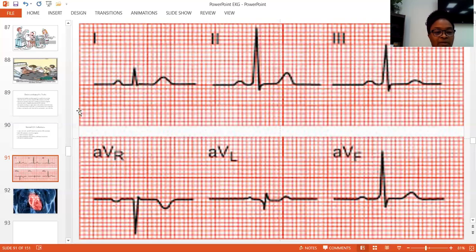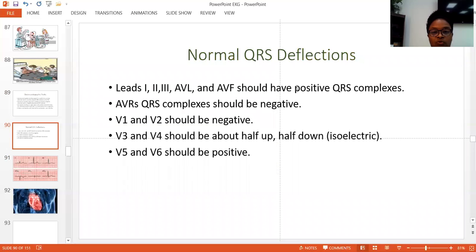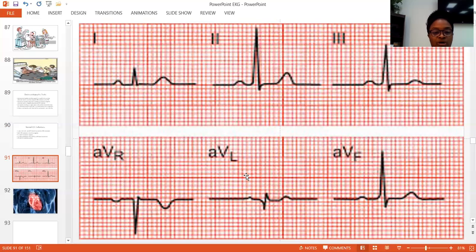So for your assignment, I want you to make a reference sheet listing these electrocardiographic truths and also listing your normal QRS deflections. And you will also draw a sample slide with those leads 1, 2, and 3, AVR, AVL, and AVF, and indicate the direction of your QRS.